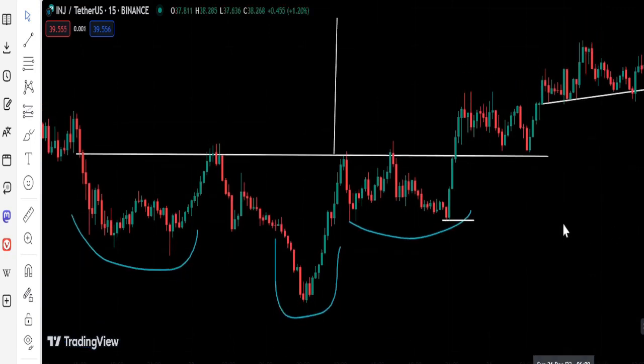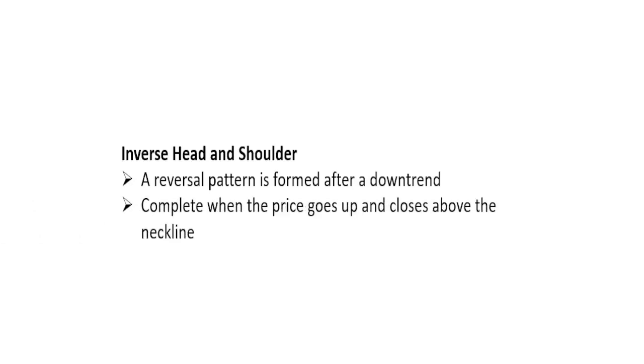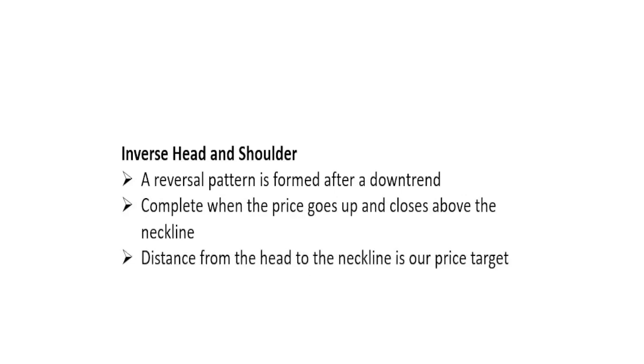Our next pattern we're going to be looking at is the, let's see, our next pattern. Now before we look into our next pattern, let's do a recap of our head and shoulders pattern. So we have said it's a reversal pattern that is formed after a downtrend, completed when the price goes up and closes above the neckline. The distance from the head to the neckline is our price target. Alright, so let's move on to our next pattern.